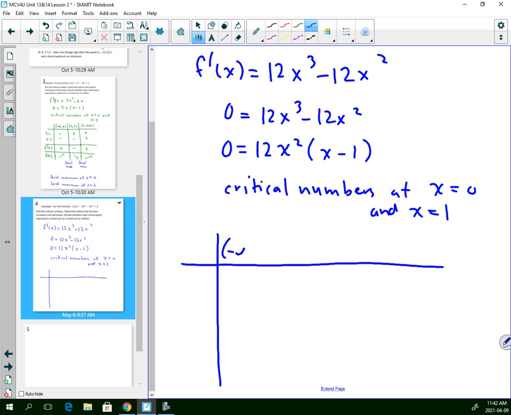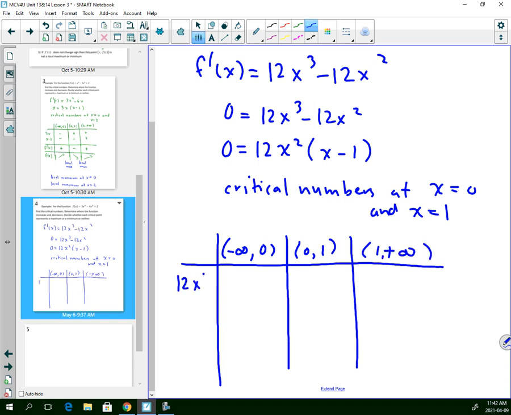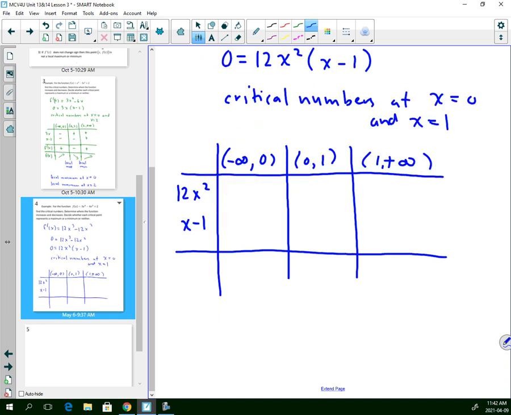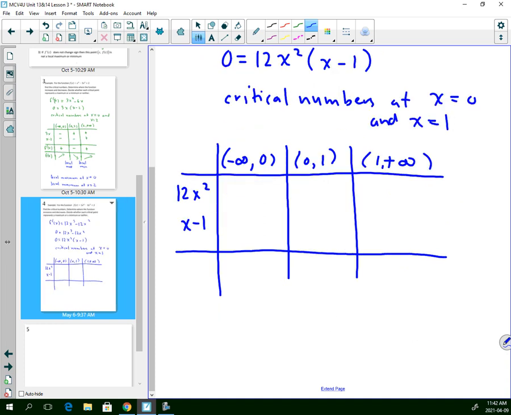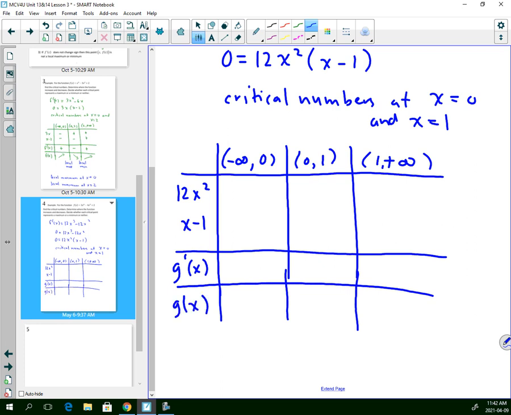So we'll make an interval table to check these intervals. We'll check between negative infinity and 0, between 0 and 1, and between 1 and positive infinity. Put our factors down the side. And then we're checking the sign of the derivative, which will then tell us whether the original function is increasing or decreasing.